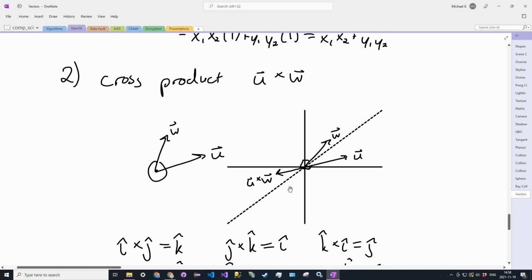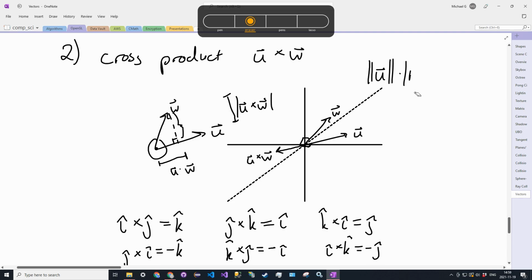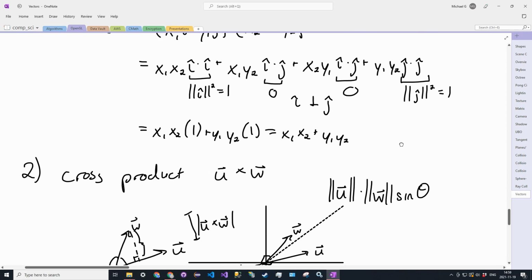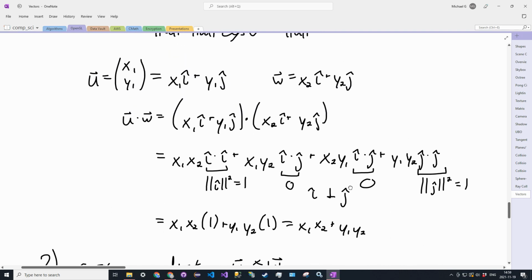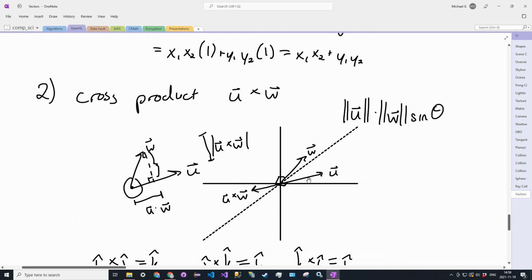So if we have these two vectors here, V and U, the magnitude of this is just going to be the perpendicular component. Instead of it being the parallel one, which was U dotted with W, this here is going to be the magnitude of U cross W. So it gets the perpendicular component, which we can say is the magnitude of U times the magnitude of W times sine of theta. This is the exact opposite, the other leg of the triangle compared to the dot product, which was the magnitude of U times the magnitude of W times cosine.